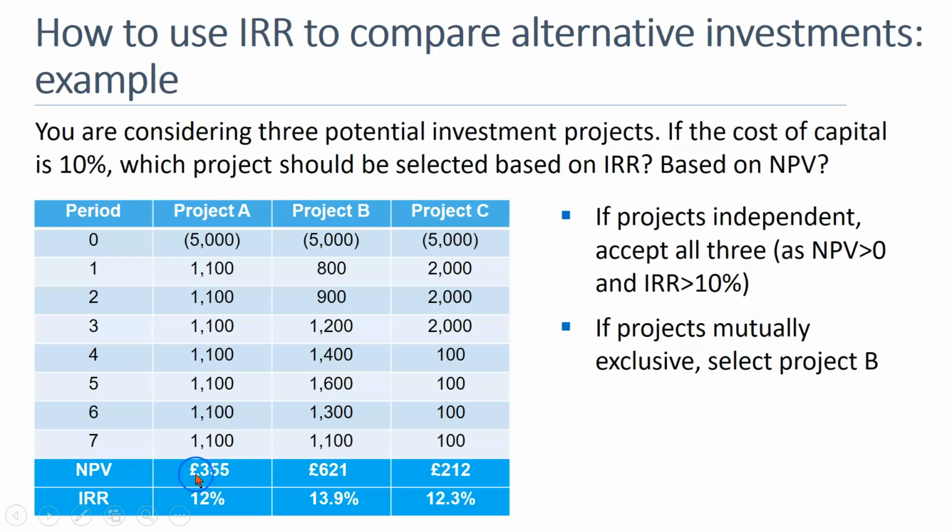They both suggest that you should invest. You should invest in all three projects if you can. And if you can't, if these projects are mutually exclusive, if you only have, let's say, £5,000, or if your company has only enough time and staff and expertise to pursue one project at a time, you should select project B because it generates higher net present value and high internal rate of return.